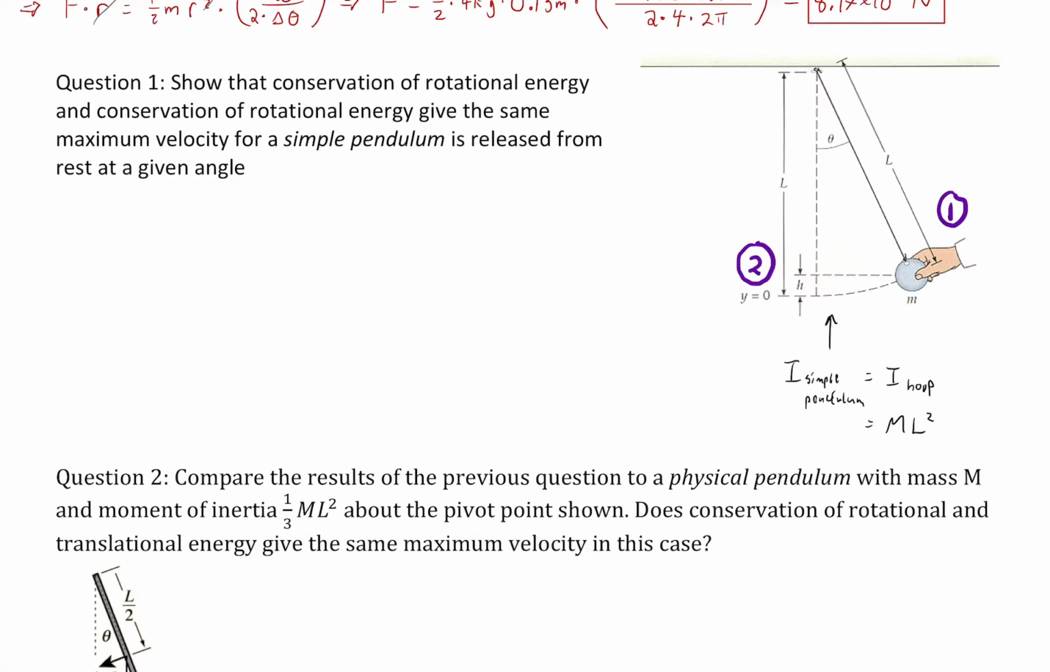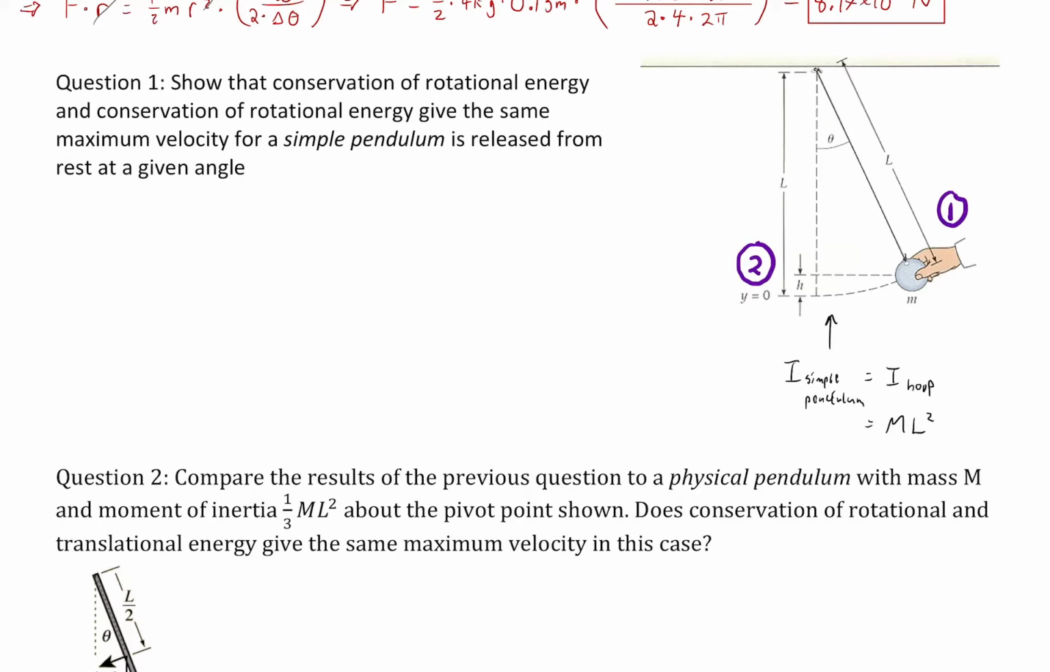We were fine. We weren't breaking any rules when we did it in the translation chapter, because it is a translational system. Okay? But now we can also do it in the rotational chapter if we account for the correct moment of inertia. Okay? Because the moment of inertia, I, of the simple pendulum, is the same as the moment of inertia of a hoop. How the heck is that? They're totally different objects. But not really.